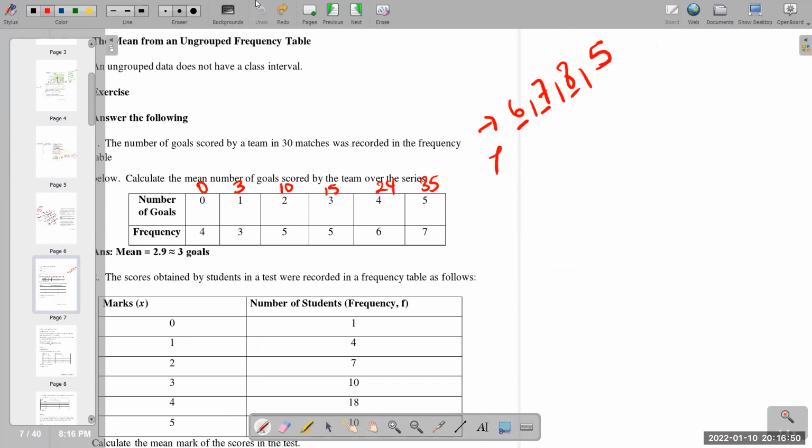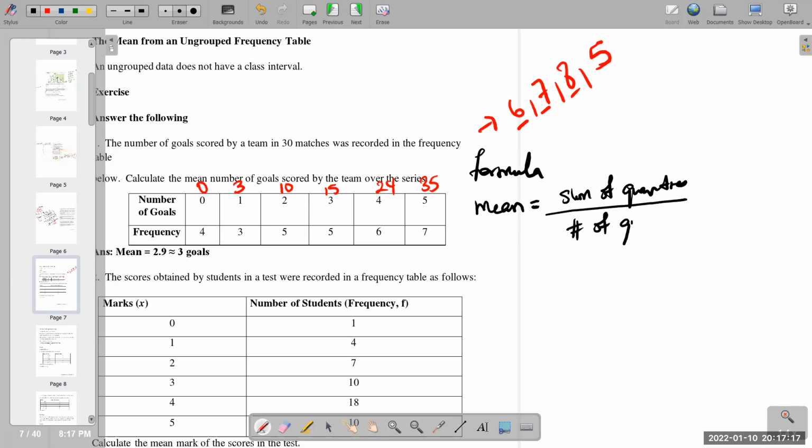Let me use black. Everybody agree? That's always step 1, the formula. So what is our formula? Mean is equal to the sum of quantities over the number of quantities. Assume numbers will be used to find the sum.